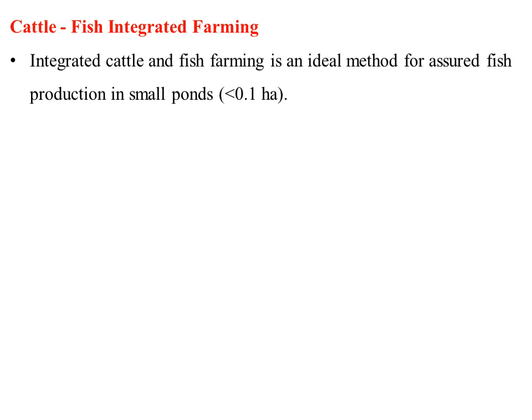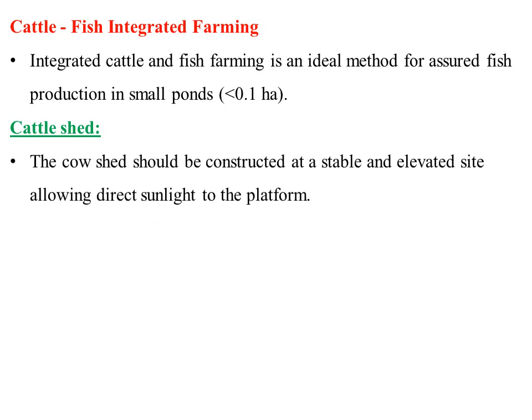In this livestock and fish integrated farming system, the cattle fish integrated farming systems are there. Cattle like cow can be cultured along with the fish pond. The integrated cattle and fish farming is one of the ideal methods for assured fish production in a small area of the pond. For this type of integrated farming, there is a need to construct the cow shed, that is the cattle shed.